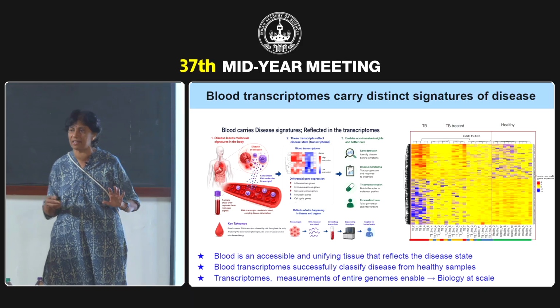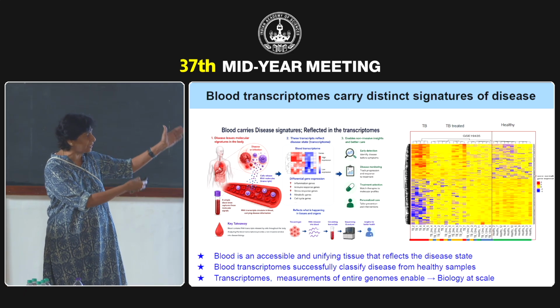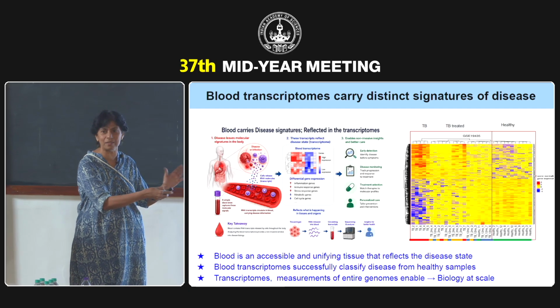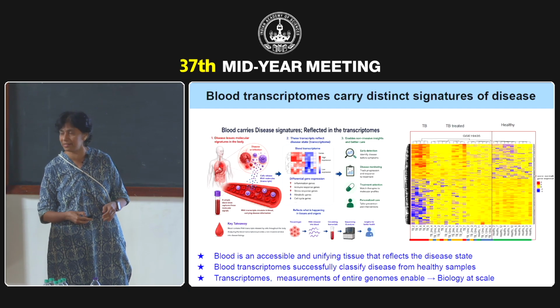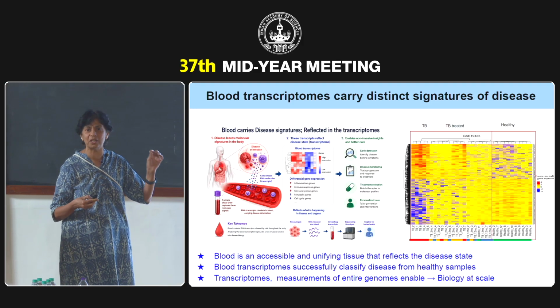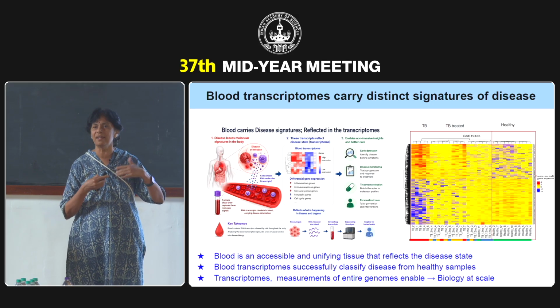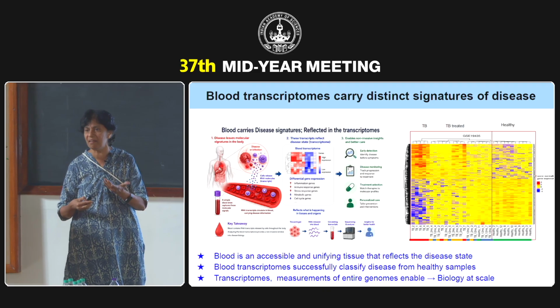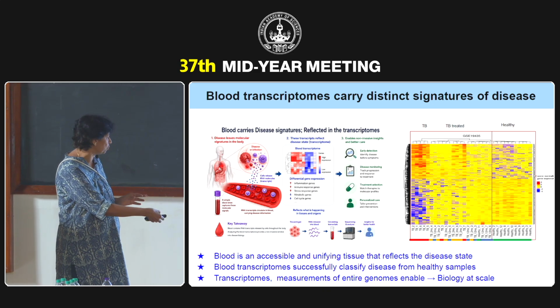If you agnostically cluster, you'll see all healthy individuals going to one side and all the TB patients to the other side, and the treated ones, depending on the success of the treatment, group somewhere closer to one of the two sides. This means that the transcriptomics contains enough information to indicate the disease status. And this is not just in TB; it happens in cancer, autoimmune diseases, metabolic diseases, and so on and so forth.